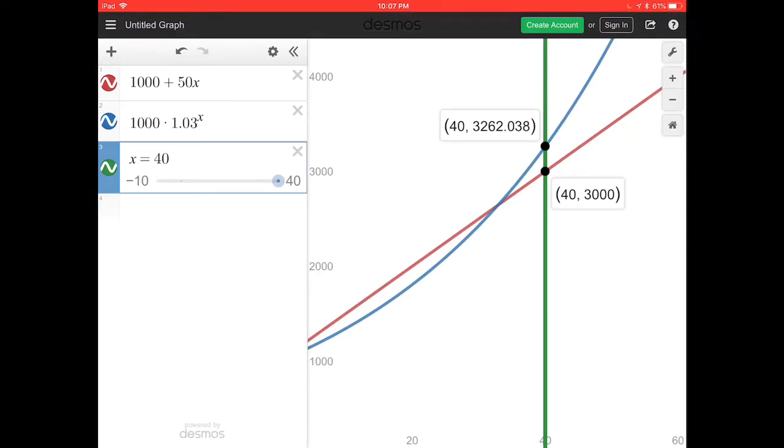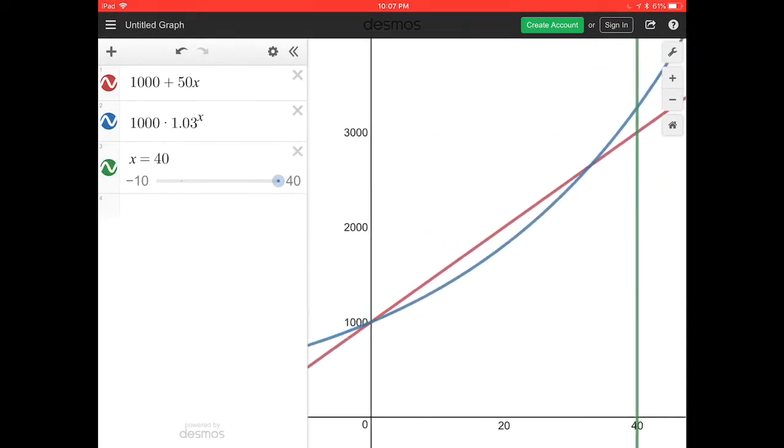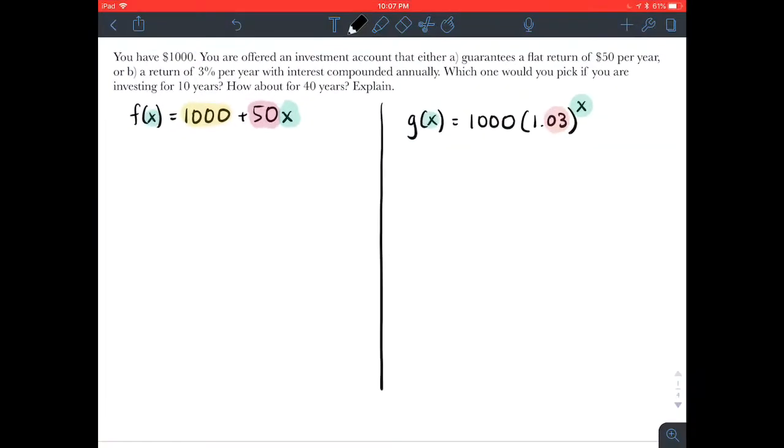So after 40 years, having the interest rate will get you a profit of $262 compared to the flat rate. And you can see that this difference will only increase over time. So the answer, going back to our problem, would be that it would be wiser to pick the flat rate of $50 per year if you're only investing for 10 years. But if you're investing for 40 years, it would be wiser to pick the 3% per year interest rate account.